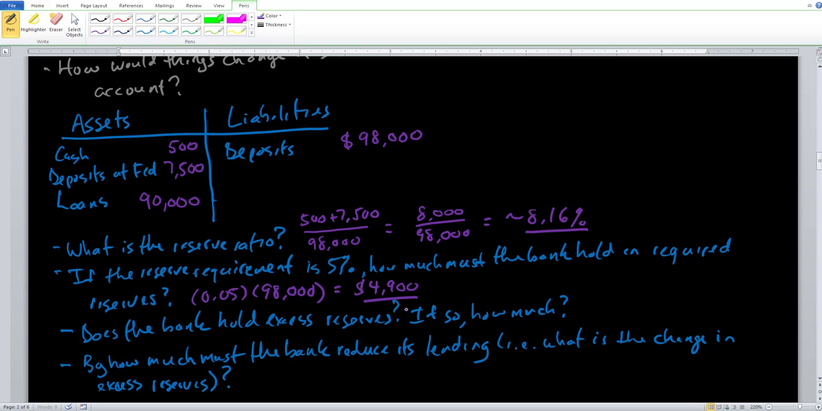Is it meeting its reserve requirement? We've already said yes, because it has $8,000 in reserves, but is only legally required to hold $4,900. So yes, once again, the bank does hold excess reserves, but by a smaller amount compared to our first T account. When we take our reserves, 8,000, minus our required reserves, 4,900, we get our excess reserves, which is 3,100. So the bank had excess reserves of $5,000 before. Now it only has $3,100.